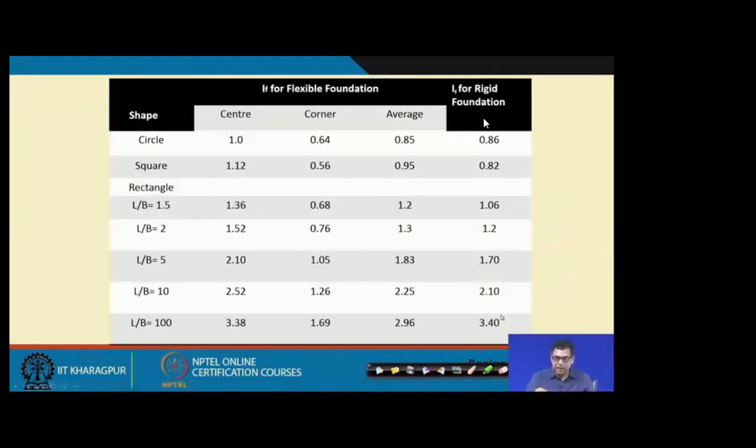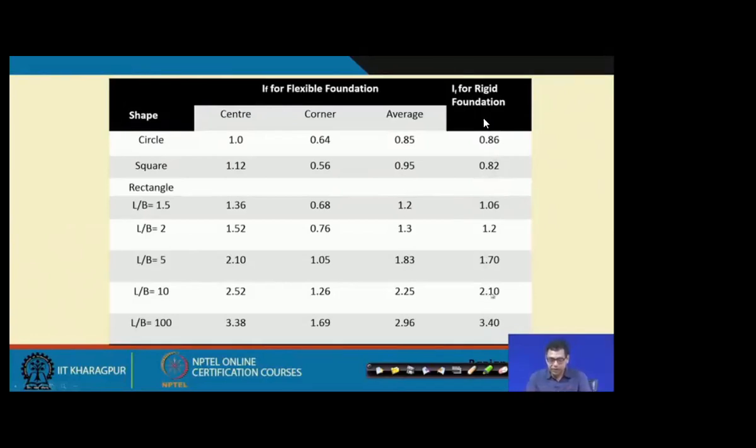Next one, these are the influence factor values for the flexible foundation and the rigid foundation or the raft. The flexible foundation is the isolated footing. This is for circular, square, and rectangular shapes, for all L by B values, where L is the length and B is the width of the foundation. So, at the center, at the corner, and this is the average, and this is the rigidity correction for the rigid foundation, these are the I_F values.